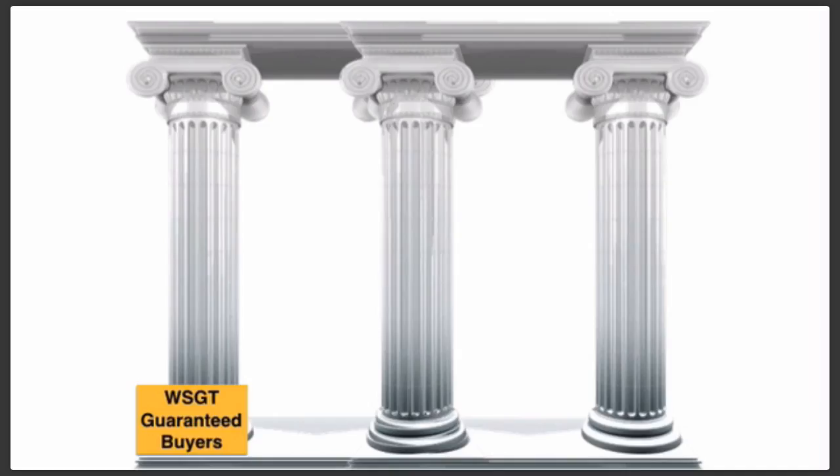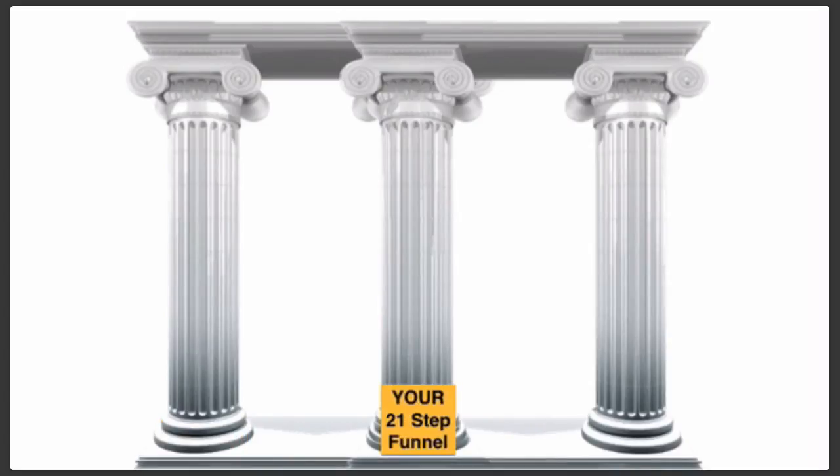All right. So pillar number 1 is your guaranteed buyers. You get them on their way, and they're steadily coming into your account from We Sell Good Traffic. All right. Pillar number 2. You're in the marketing game. You're marketing your 21-step funnel. You're generating leads. You're getting some sales inconsistently at first, but that's okay. After a few months, continuing to scale up your efforts, you're going to get even better results.